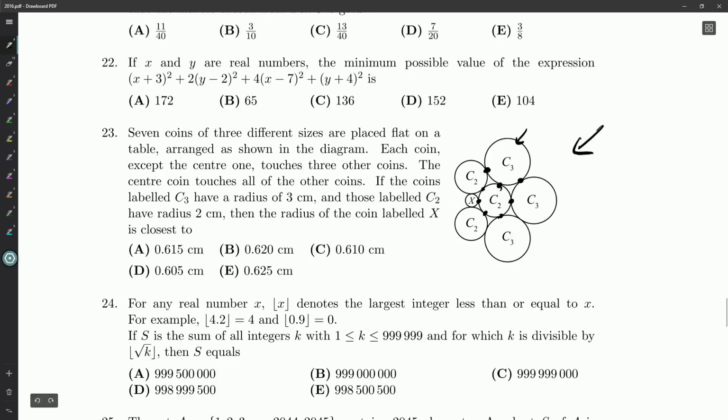If the coins labeled C3 have a radius of 3, and those labeled C2 have a radius of 2, then the radius of the coin labeled X, this one in here, is closest to. Then we have some decimal answers.